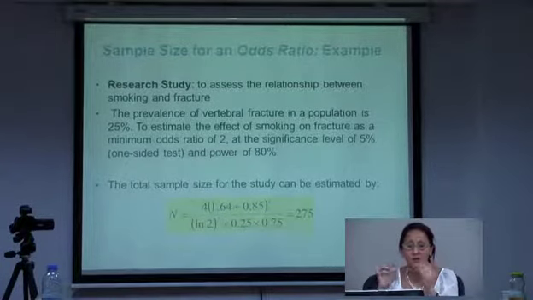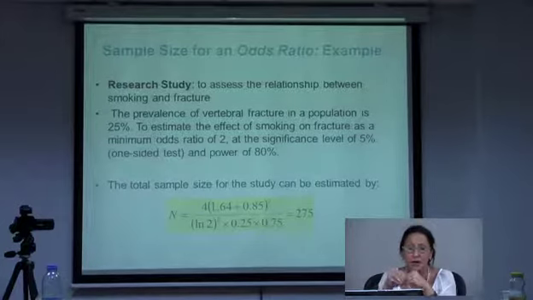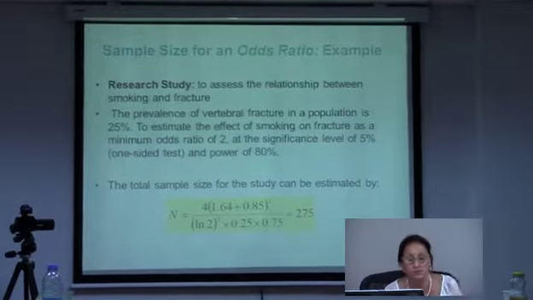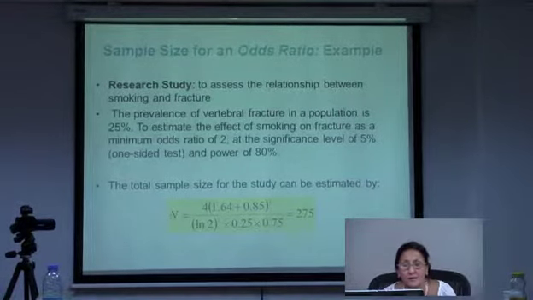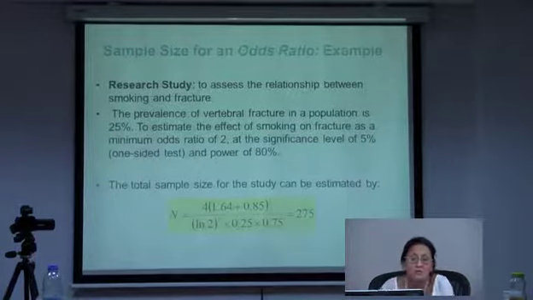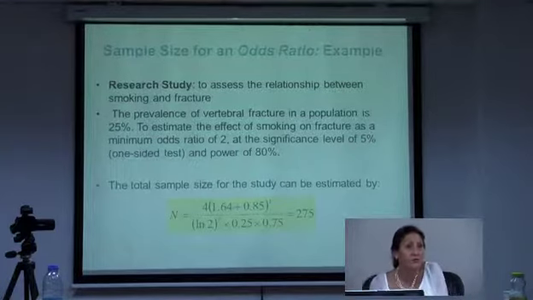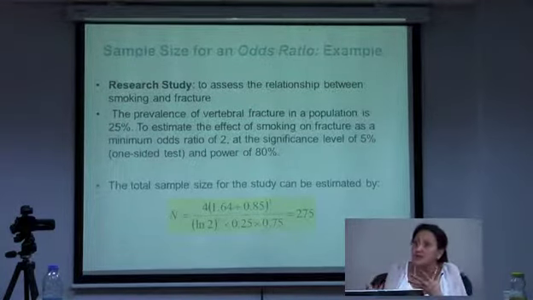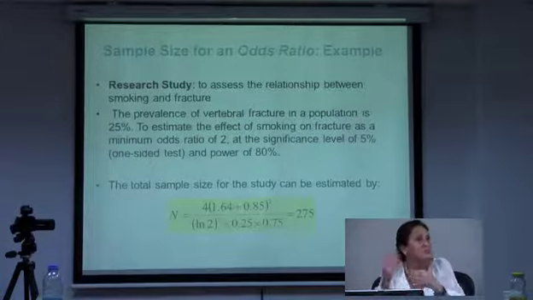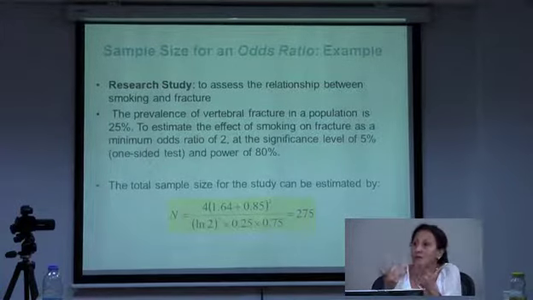So this is a research study to assess the relation between smoking and fracture. You need the prevalence of vertebral fracture in the general population. You need to estimate what's the minimum odds ratio that you expect. And when you do a study to ascertain that smoking is related to fracture, you expect a certain relationship. What's the minimum expected relationship that you anticipate?